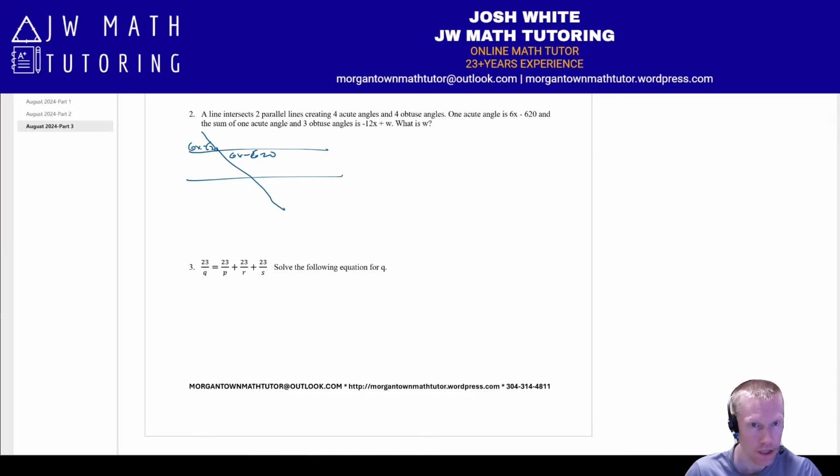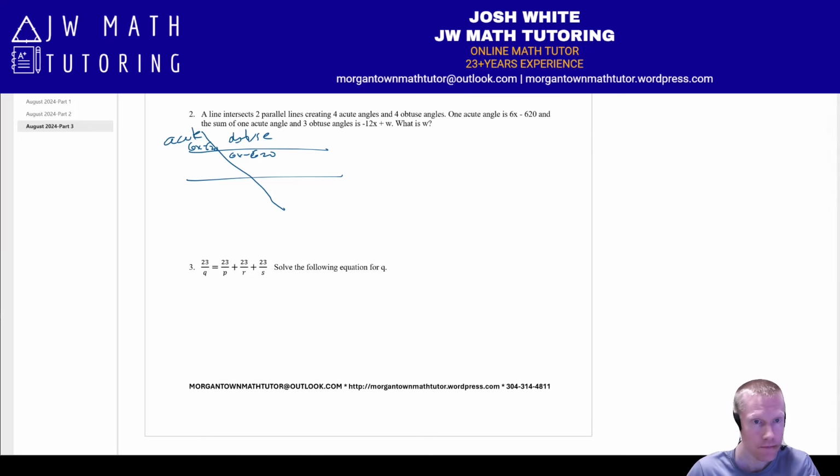And then they also tell you that the sum of 1 acute and 3 obtuse is blah, blah, blah. This with W, what is W? Okay, so the first step is realizing that one of the acute and one of the obtuse together have to add up to 180, okay? Because they together form a straight line.